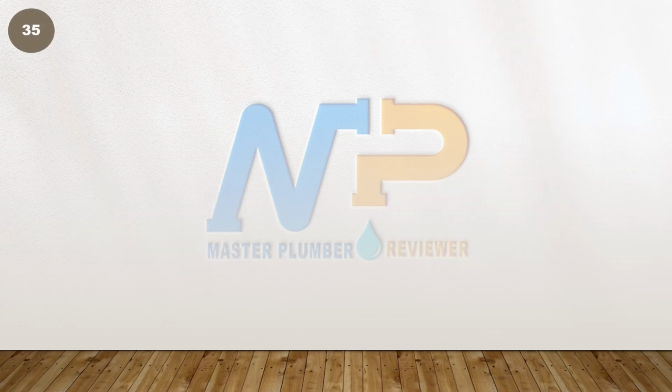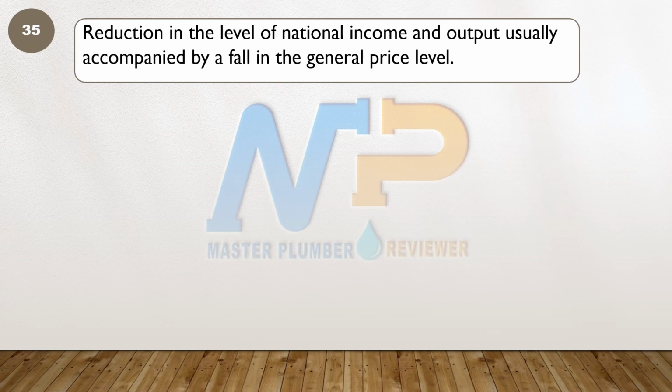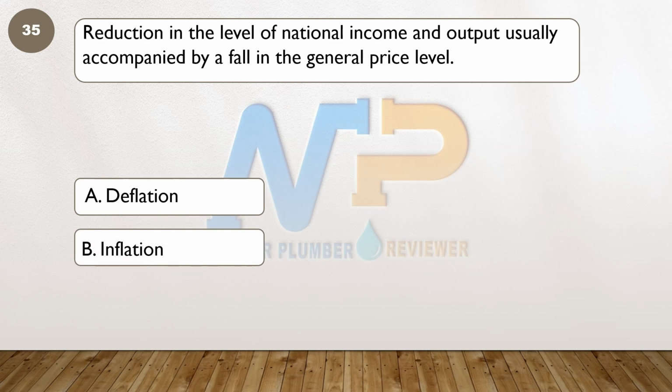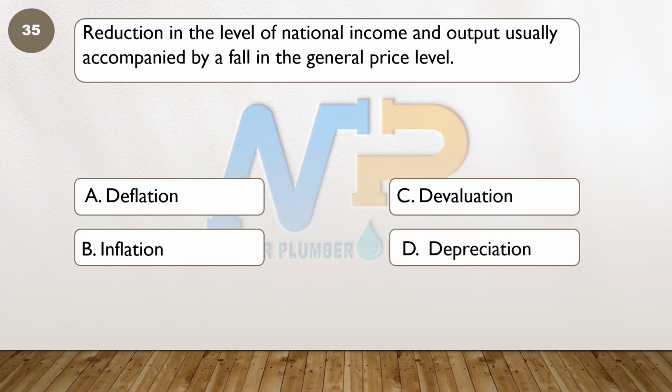Number 35. Reduction in the level of national income and output usually accompanied by a fall in the general price level. A. Deflation. B. Inflation. C. Devaluation. D. Depreciation. The answer. It's A. Deflation.